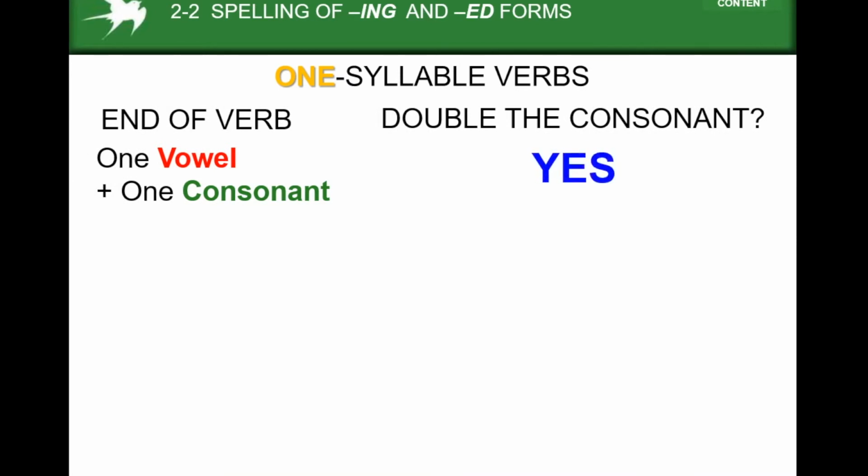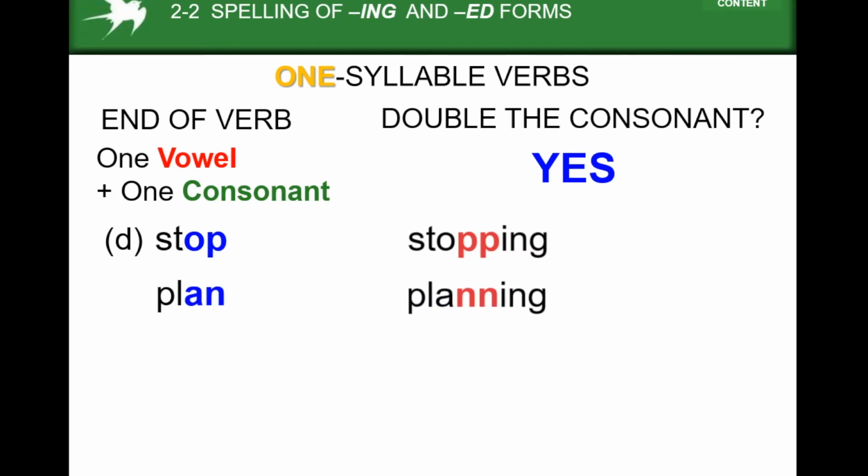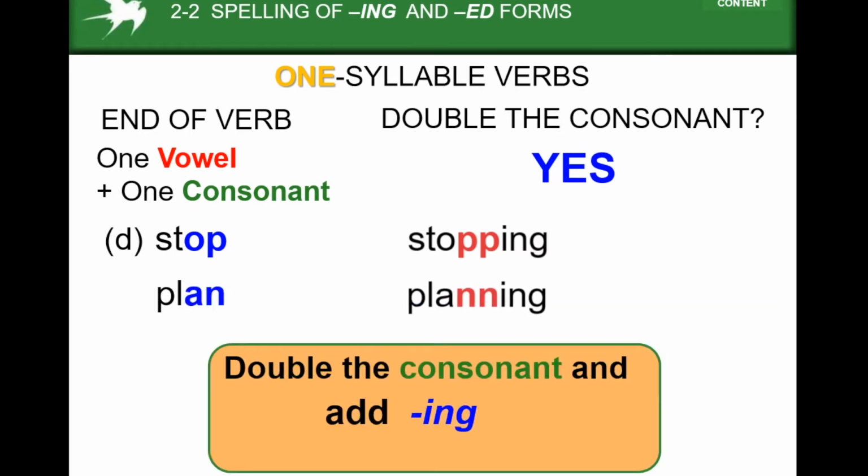Here we have a special rule. If the word ends in one vowel and one consonant, and the word is one syllable, we double the last consonant and we add ing or ed at the end of the word. For example, stop, stopping, plan, planning, stop, stopped, plan, planned.